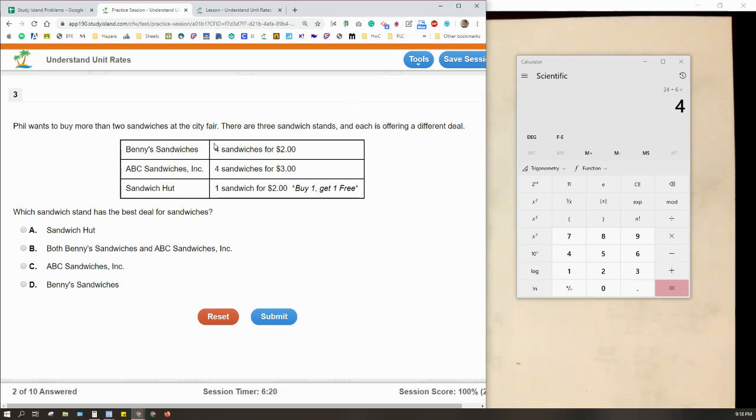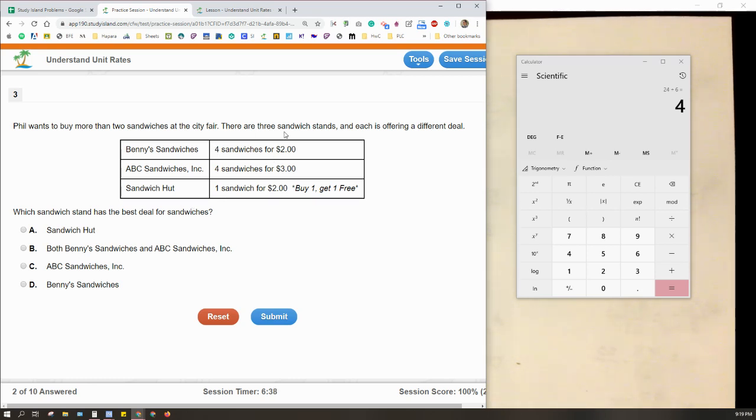Benny's Sandwiches has 4 sandwiches for $2. ABC Sandwiches Incorporated has 4 sandwiches for $3. And the Sandwich Hut says 1 sandwich is $2, but you buy one and you get one free. So which sandwich stand has the best deal for sandwiches?